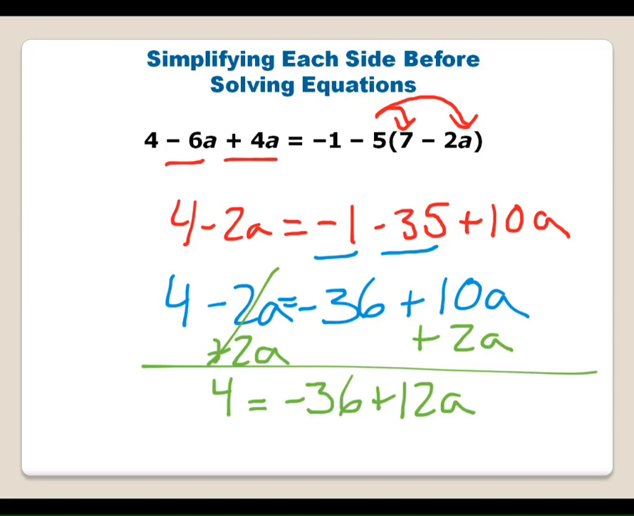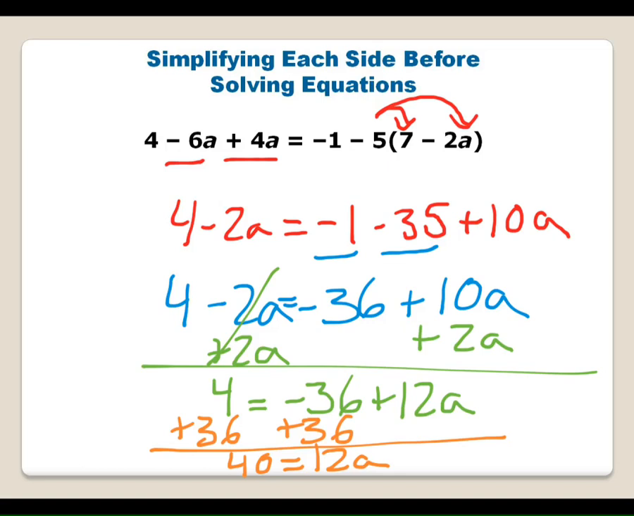What is my next step in solving this equation? Yeah, move that negative 36 to the other side. How do you do that? Good, add it, because it's a negative. Add 36, add 36. I'm left with 40 equals 12a.